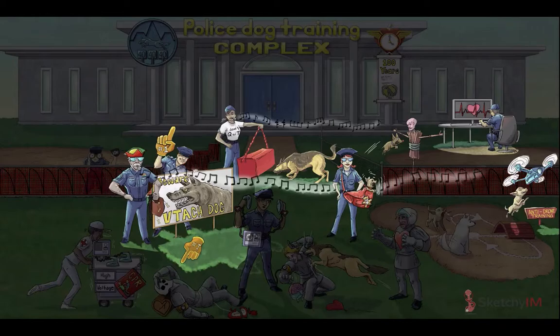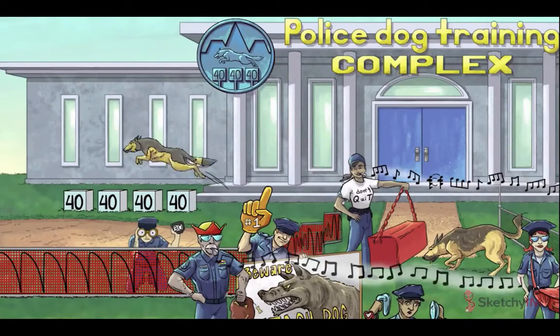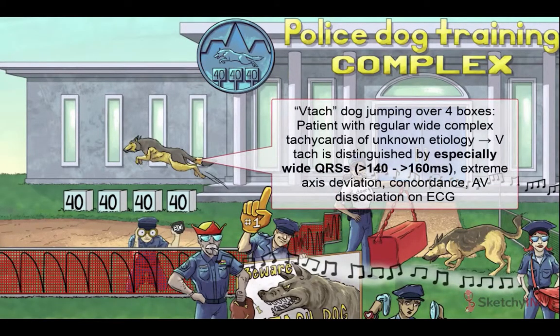With that in mind, let's look at some more clues on the ECG that can help us differentiate VTAC versus SVT. In general, the wider the QRS complex, the more likely it's VTAC. So we've drawn in one of the VTAC dogs leaping over 4 boxes, since studies have shown that over 160 milliseconds is an especially strong predictor of VTAC.